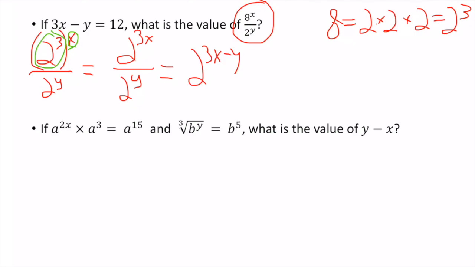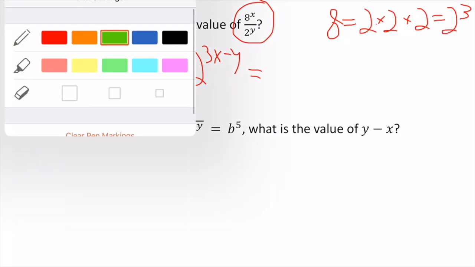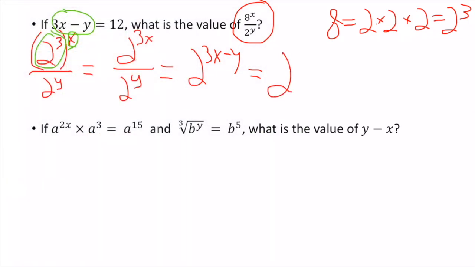Okay, so now I'm just going to do some substitution. I know that 3x minus y equals 12. So I know that 2, and from that 3x minus y equals 12, I know that that's the case here. So this can simplify to 2 to the power of 12.